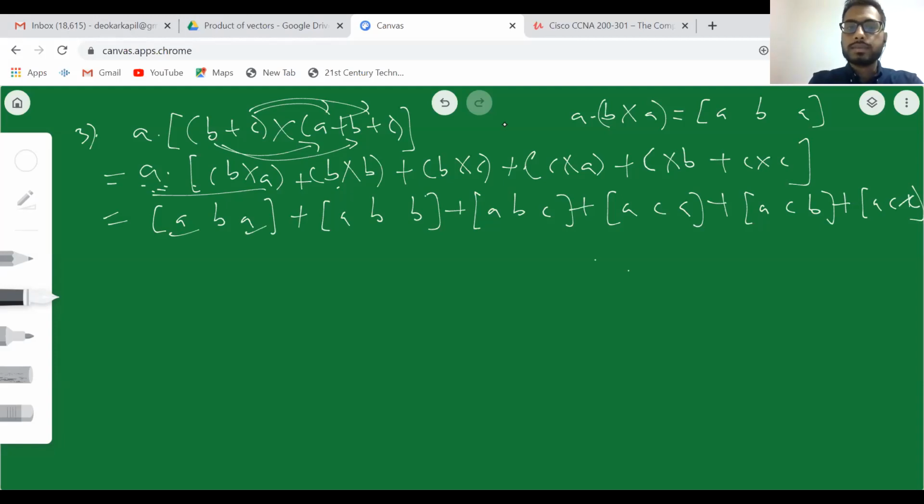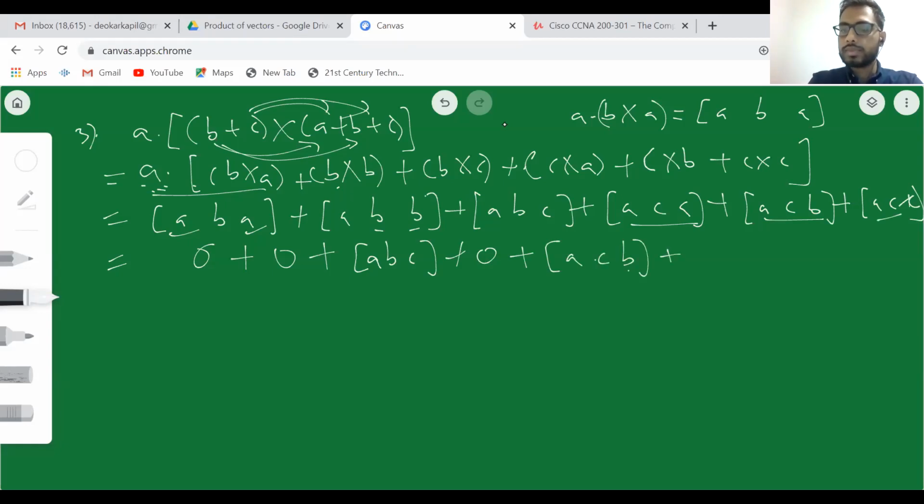Two rows are same over here, A and A. Therefore value of this term is going to be 0. Two rows are same over B and B. So value of this is 0. The only term left is ABC. ACC, two rows are same, value is 0. ACB I can write over here, and ACC again, two rows are same, therefore value is 0, which is equal to ABC plus ACB. I can say that ACB is what? The two rows are interchanged, therefore minus sign of ABC. Therefore ABC and minus of ABC will get cancelled out to give my final answer, which is 0.